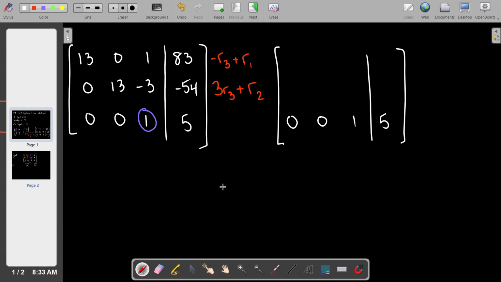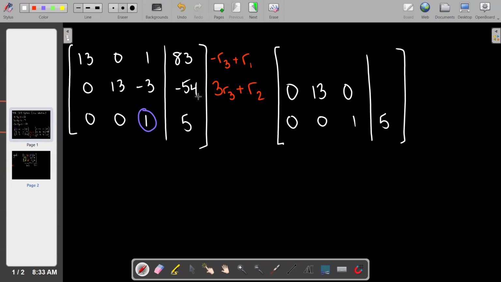So just say it in your head. Triple bottom plus the middle. Triple bottom plus the middle is 0. Triple 0 plus 13 is 13. Triple 1 plus, that's 3 plus -3 is 0. Triple 5 is 15.